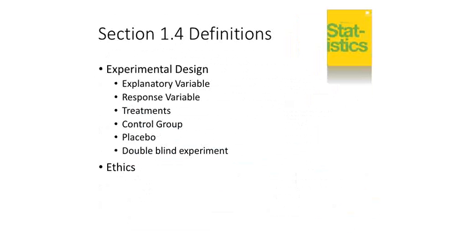Finally, in section 1.4, we talk about some definitions there that include the idea of what's called an experimental design. What's the difference between an explanatory versus a response variable? What is meant by treatment, control groups, placebos, and double-blind experiments? We don't go into depth about these things.